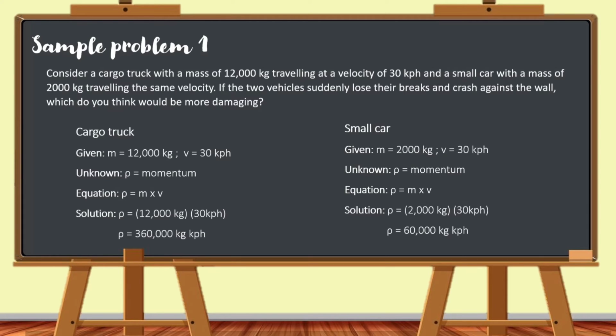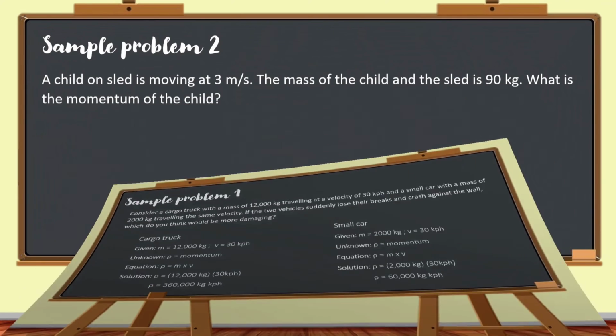Now, if you're going to compare the momentum of the cargo truck and the small car, which one has the greater momentum? If your answer is cargo truck, then you are correct. Simply because the more massive an object is, the greater the momentum. Now, let us have another example.